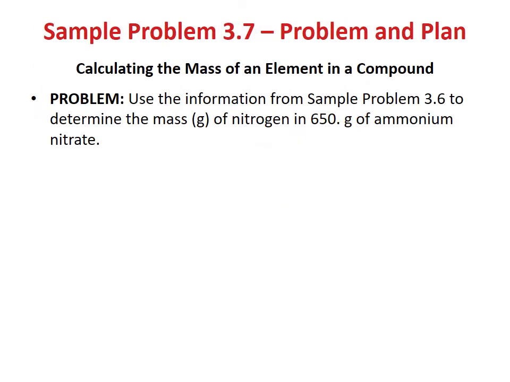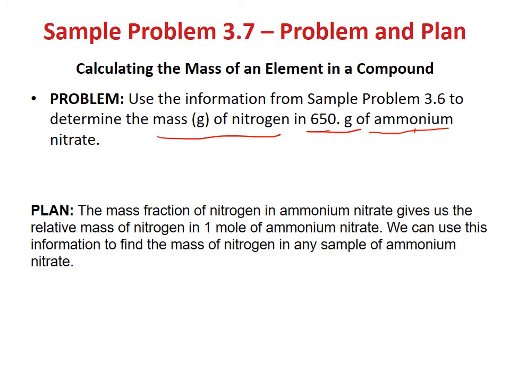Sample problem 3.7. Use the information from sample problem 3.6 to determine the mass of nitrogen in 650 grams of ammonium nitrate. We want to convert grams of a compound, the mass of a compound, to a mass of element nitrogen in the compound. So we need to write the mass fraction of nitrogen as a conversion factor. We can convert grams of compound to grams of nitrogen.